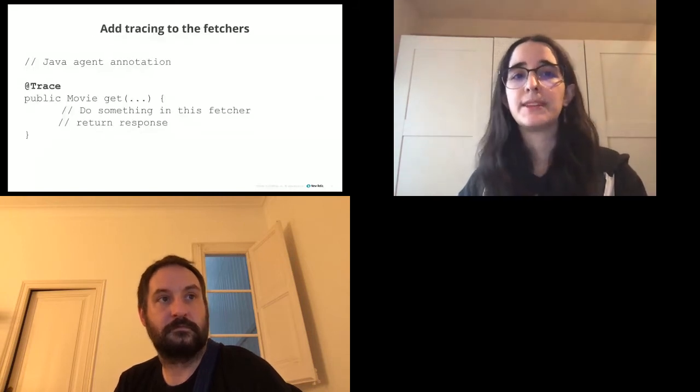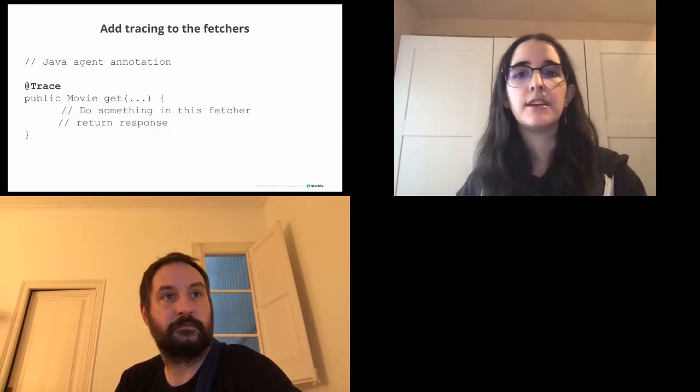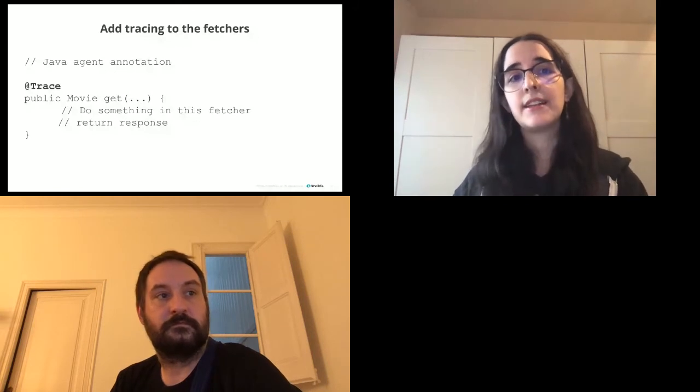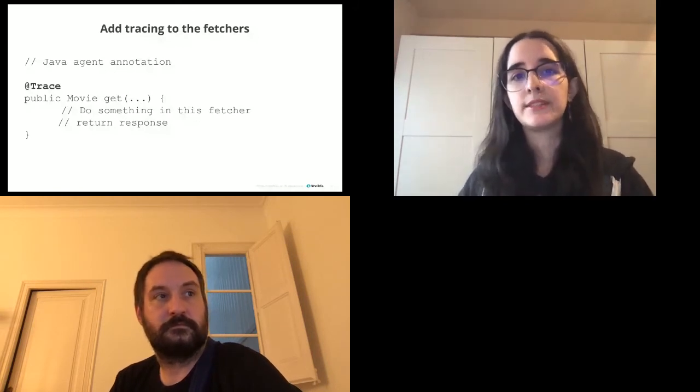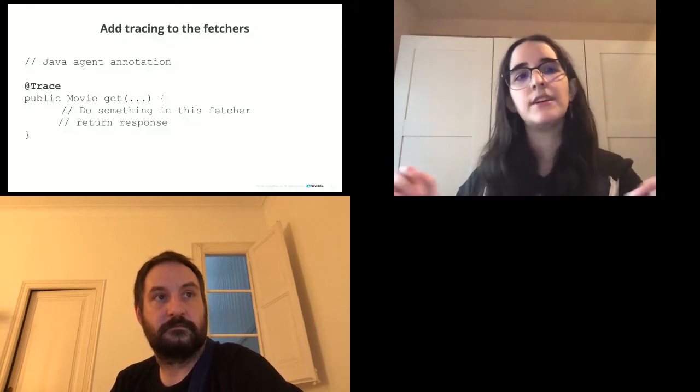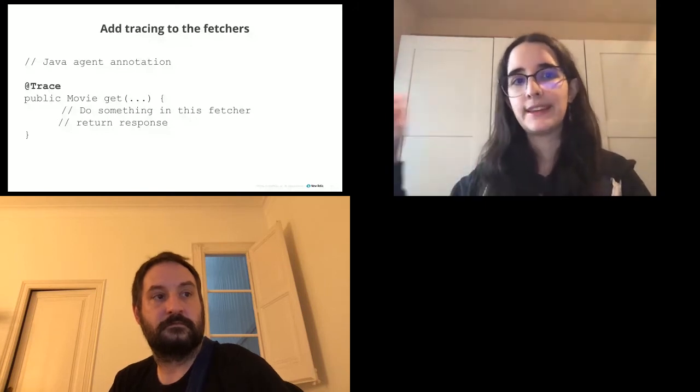Finally, we would also recommend that you add traces to your data fetchers, which with the Java agent is as simple as adding the trace annotation you see here. This will cause transactions and distributed traces to get a span for each fetcher call. It's really important when you're dealing with graphs to understand what's actually going on in the different nodes that are being hit in a request.